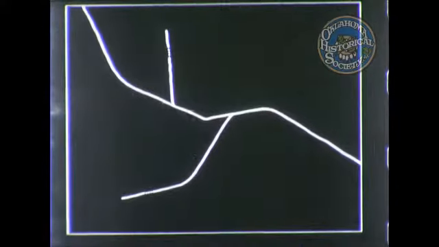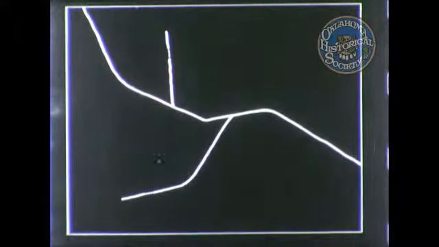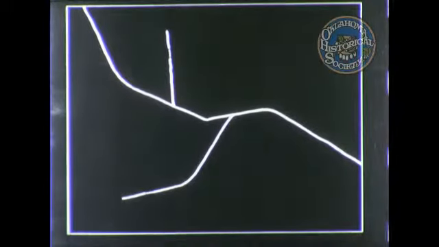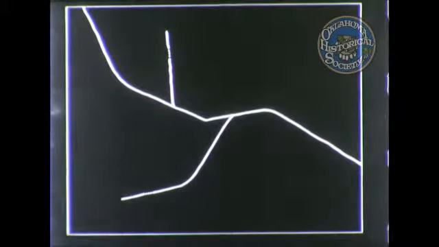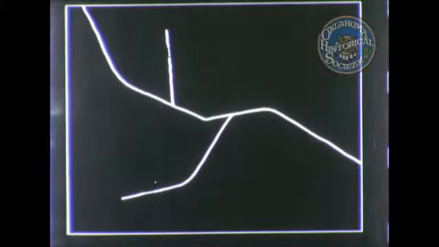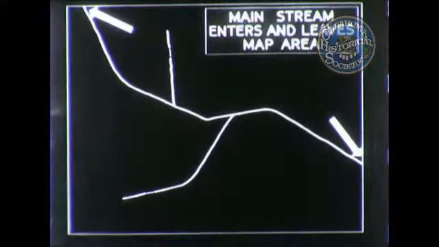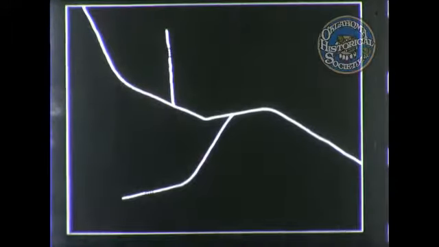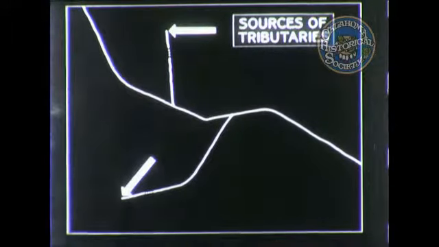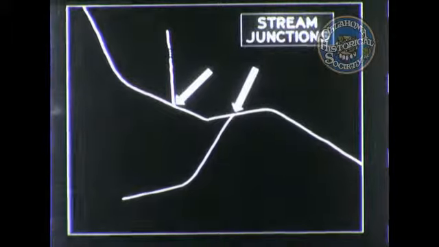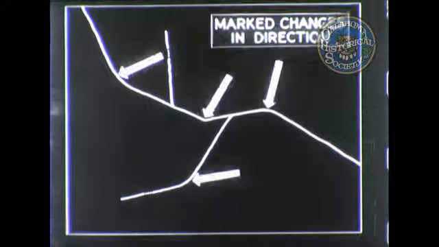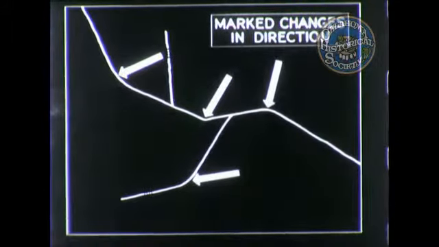In determining the location of contours, the topographer is guided by a skeleton of critical points, the elevations of which have been determined. Critical points along a streamline are at points where the stream enters and leaves the area, at the source of tributaries, at points where the tributaries join the stream, and wherever the stream makes a decided change in direction.